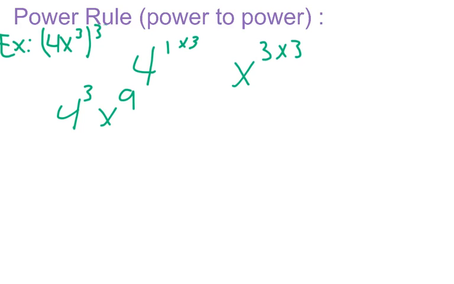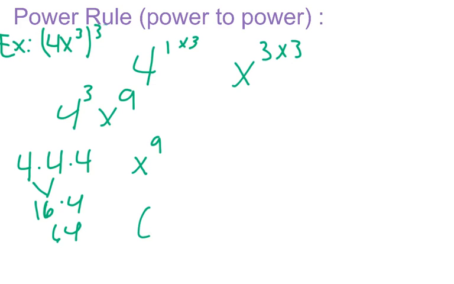Now we simplify it to the same thing as 4 times 4 times 4, and x to the ninth power. We're not going to do it all because it's going to be really long, but it's going to give you the same answer. So 4 times 4 is 16, times 4 gives you 64, and then you put it together, 64x to the ninth power, and that's your answer.